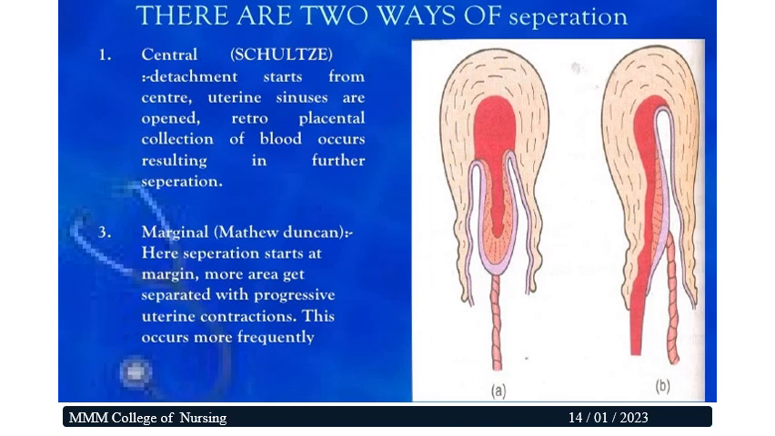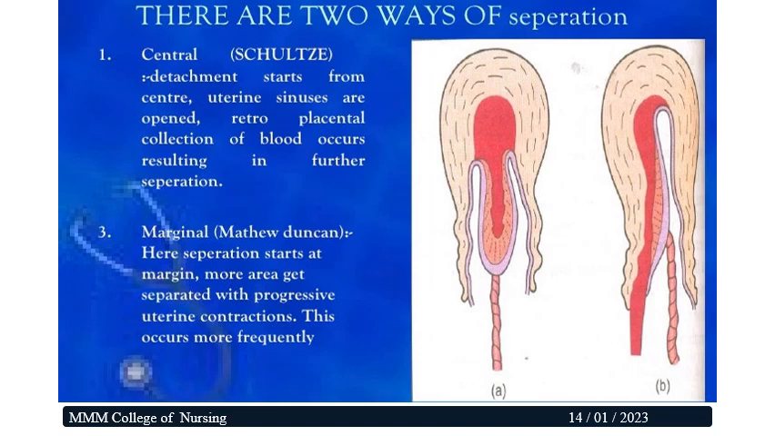The same is explained again in this picture as you see it here. The placental separation in figure A starts in the center, that is at the fundus of the uterus. Here in B, it starts from one margin and ends at the other. The central separation is called the Schultze method. The detachment starts from the center, uterine sinuses are opened, and retroplacental collection of blood occurs, resulting in further separation.